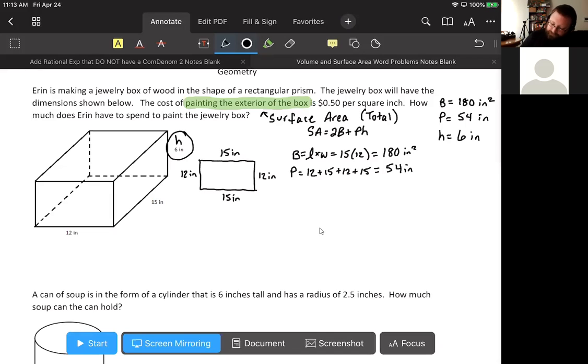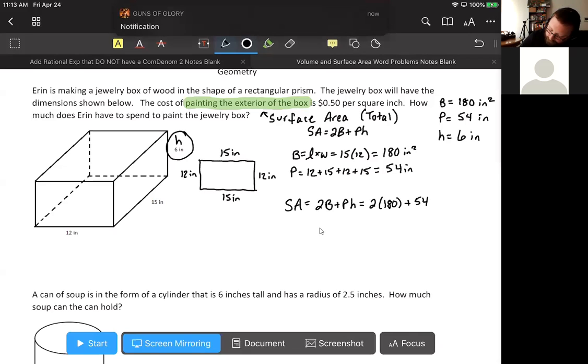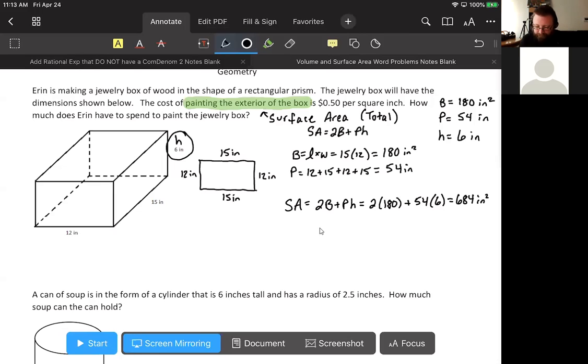Okay, from there, all we have to do is surface area, which is 2 times the area of the base plus the perimeter of the base times the height. So we plug in our values. Area of the base is 180. Perimeter of the base is 54. The height of the prism is 6. Feed it to the calculator. Two times 180 plus 54 times 6 is 684 square inches.